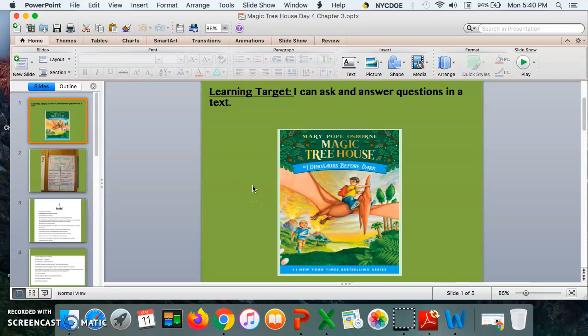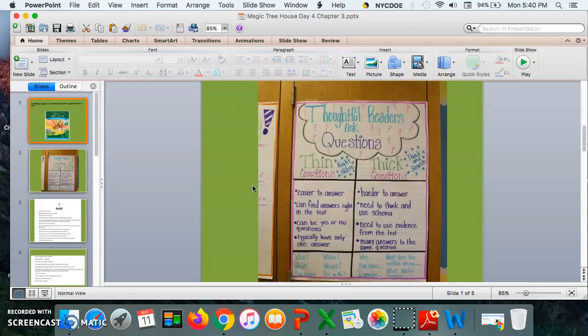So for today, we're going to continue to read the book Magic Treehouse, Dinosaurs Before Dark. Previously, you've made a prediction and you've read chapters 1 and 2. Today, we're going to continue. We're going to read chapter 3. Our learning target for today is I can ask and answer questions in a text.